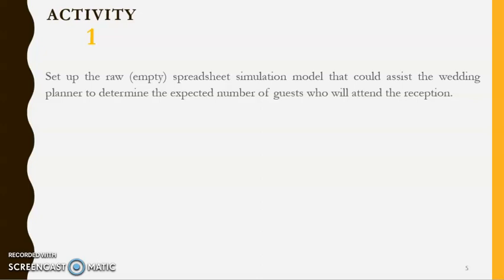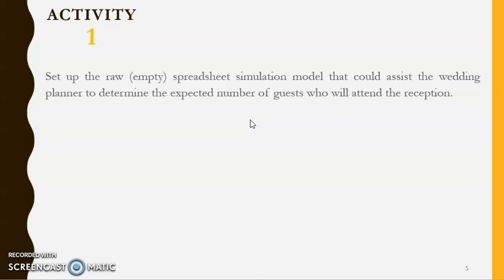Now it is time for doing activities. Activity 1 says set up the raw empty spreadsheet simulation model. It means that here it is asking you just to create the structure of the simulation model. For example, what are the most important features, or if you have any column for generating a random number. Here it asks you to figure out the random numbers that you need to generate and the columns that you have, exactly similar to the things that we have discussed so far. So you just create this structure, and after that you try to populate it.